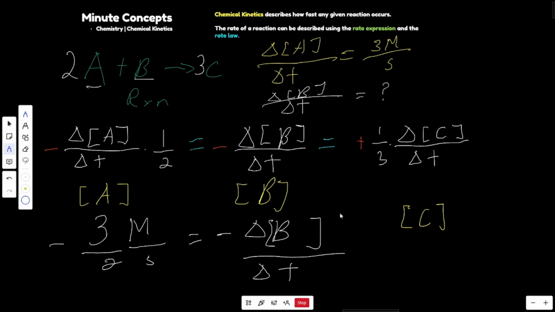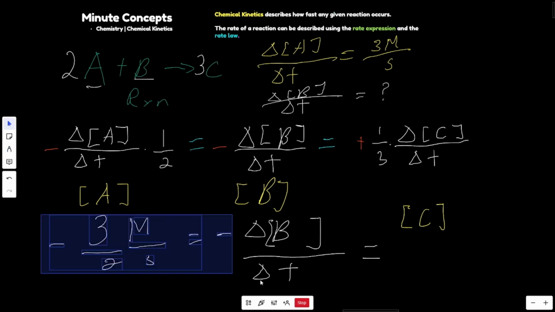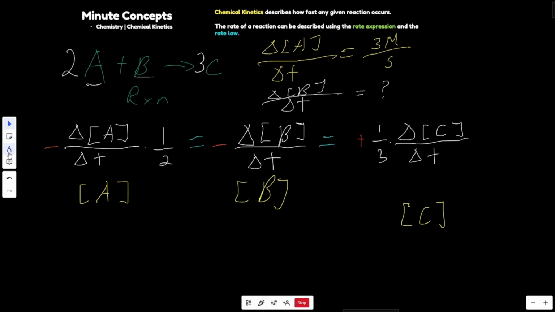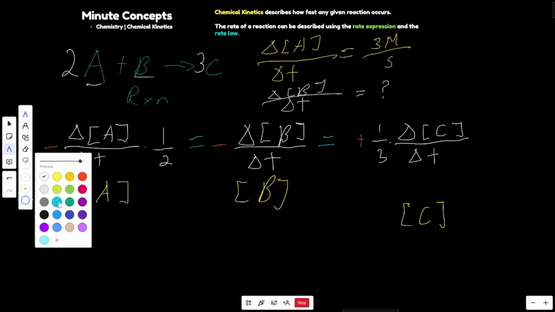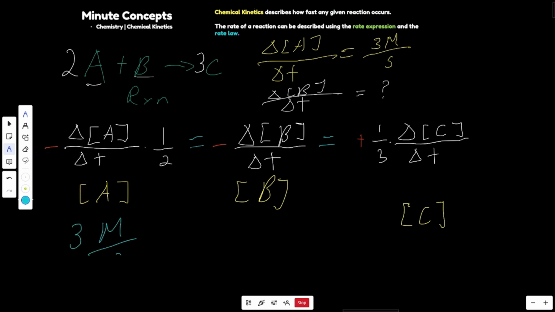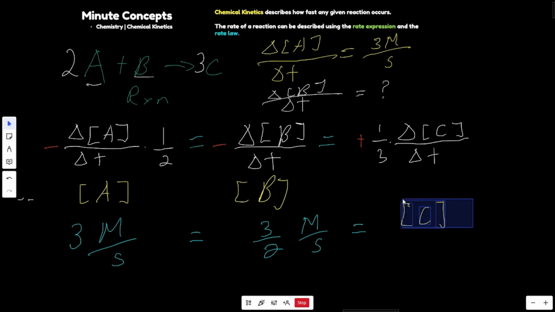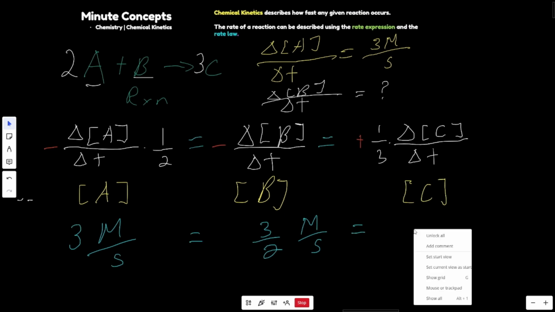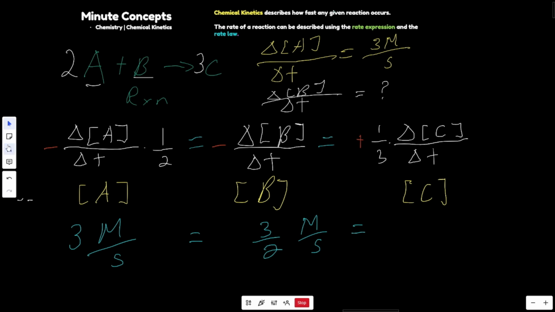Now, can we solve for reactant C? Well, we actually can. So now we know that the rate of A is going to be 3 molar per second, and we know that B is going to be 3/2 molar per second. So C can be derived using either one of these values. So let's try getting C using our value of B. So C is given by 1/3 change in C over change in time.